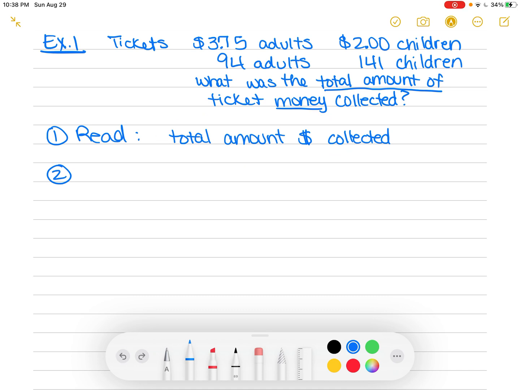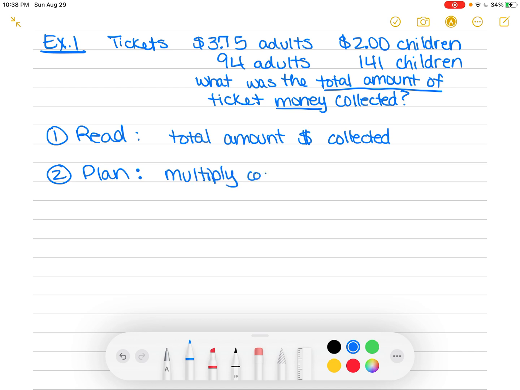Okay, number 2 says plan. So I'm going to say, what am I going to do in this problem? Well, what I think we need to do is first multiply, right? Because for each of these adults, they're paying $3.75. So that means I'm going to have to multiply there. So I'm going to multiply first.